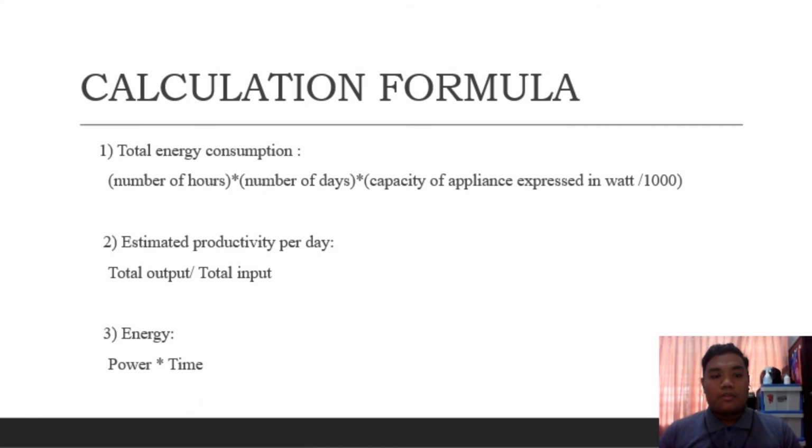This is for the calculation formula. First, to calculate total energy consumption, the formula is number of hours times number of days times capacity of appliance expressed in watts over 1000. Second, to calculate estimated productivity per day, the formula is total output over total input. And the last one is to calculate energy, the formula is power times time.